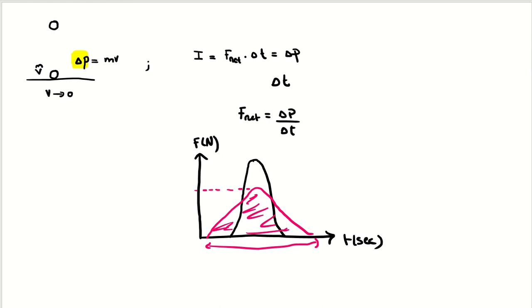So I hope you understand this because this is a very repetitive question in the IB. They ask for the reason why the egg, for example, should bounce on a pillow, not on the ground. So all you have to do is to say this explanation.